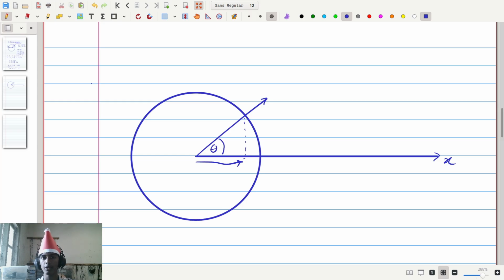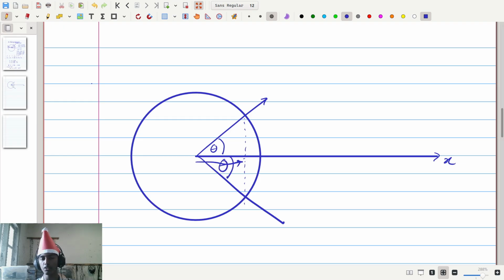So we want to find what other angles will give us the same value of cosine. Here, what we need is points on the circle that have the same x coordinate as this point right here. The other point that has the same x coordinate as the first point is this other point here. What is this point? Well, this point is the point such that this angle here is also theta.